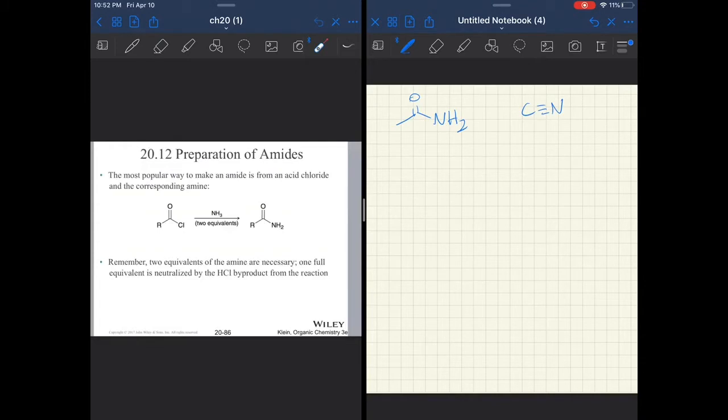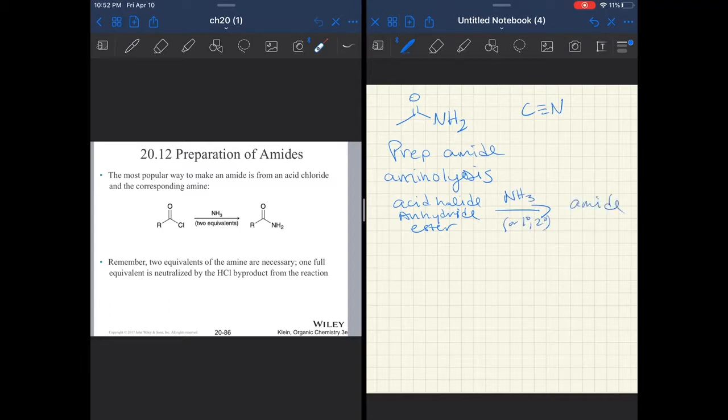Now, preparation of amides is mostly just review. Preparing an amide, we just learned that we can do through aminolysis. So you could start with an acid halide. You could start with an anhydride. It's not the best, but you could even start with an ester. And you can treat with ammonia or a primary or secondary amine, and then you can make an amide. We've already covered those. We've looked at the mechanisms for them. You are already responsible for those.